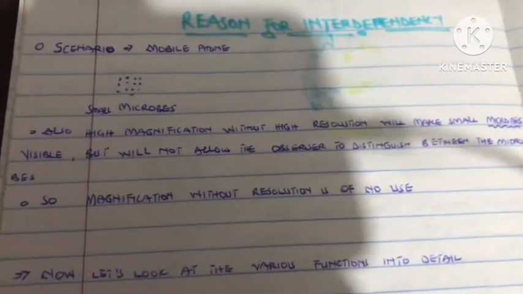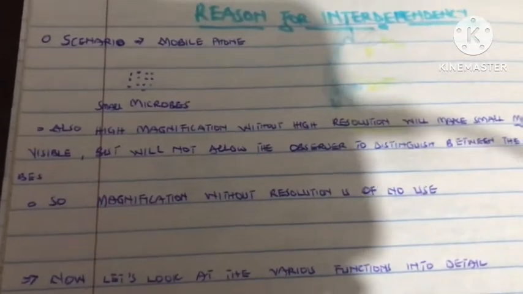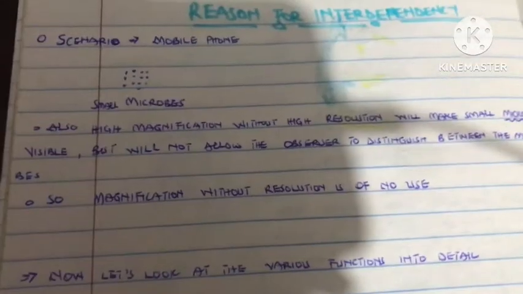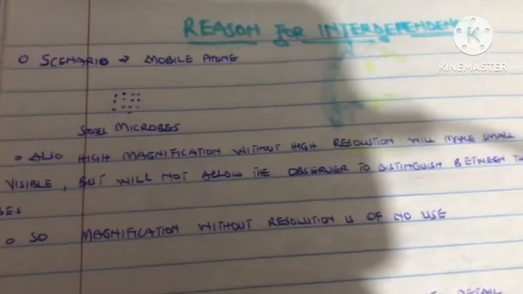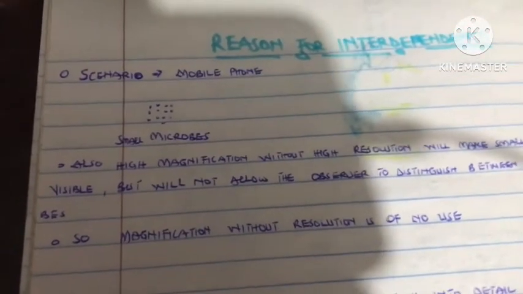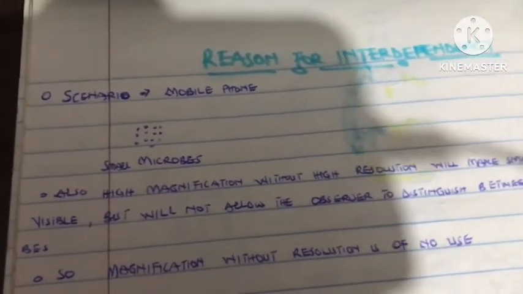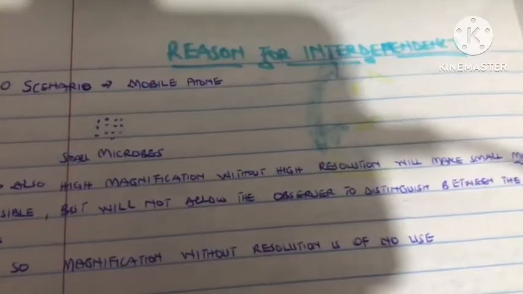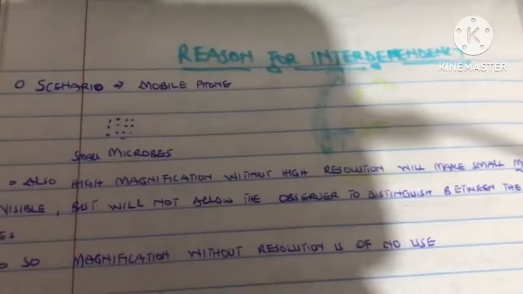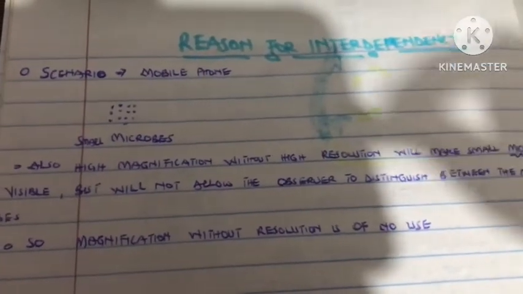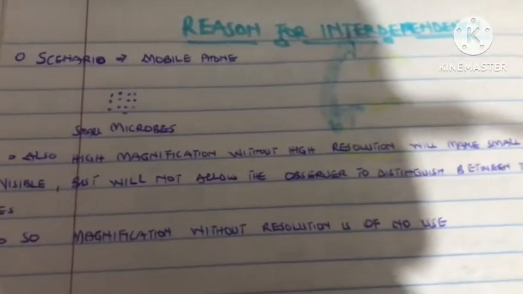Let's say that when you take a picture of someone and zoom in, you see that the picture becomes larger. That is magnification, right? But as you keep on doing that, it gets to a point where the image becomes blurry. This is because you only increased the magnification and forgot to improve the resolution. Because there is no improvement in resolution, the image appeared blurry. So an increase in magnification without an improvement in resolution is of no use.